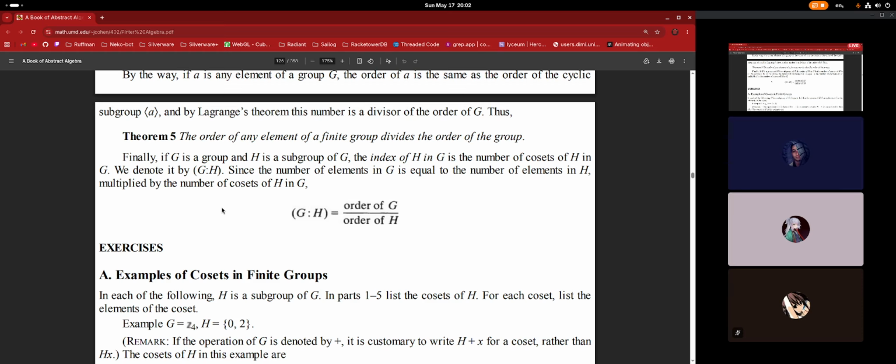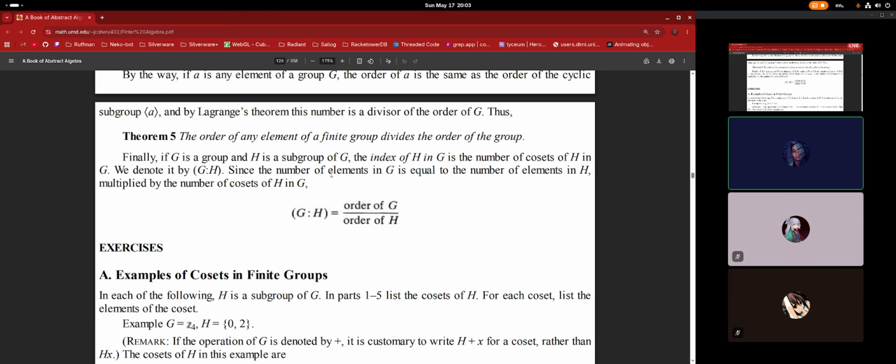Yeah. Okay, so finally, if G is a group and H is a subgroup of G, the index of H in G is the number of cosets of H in G. So this is new nomenclature, right? So the index of H in G is the number of cosets of H in G. Okay, so these are the number of partitions. Basically, yes. We denote it by this syntax.